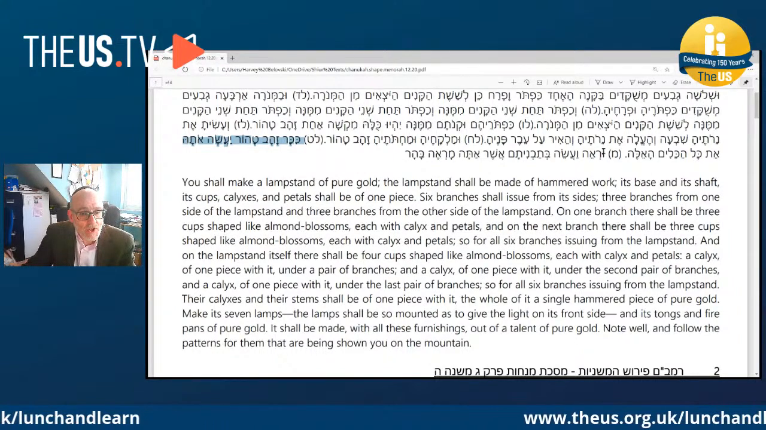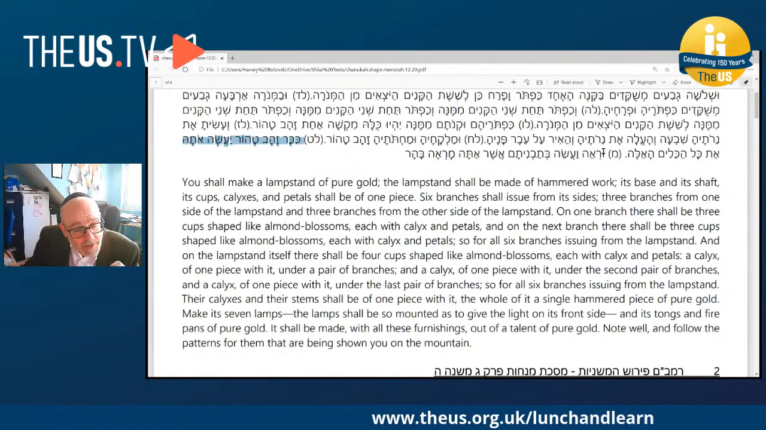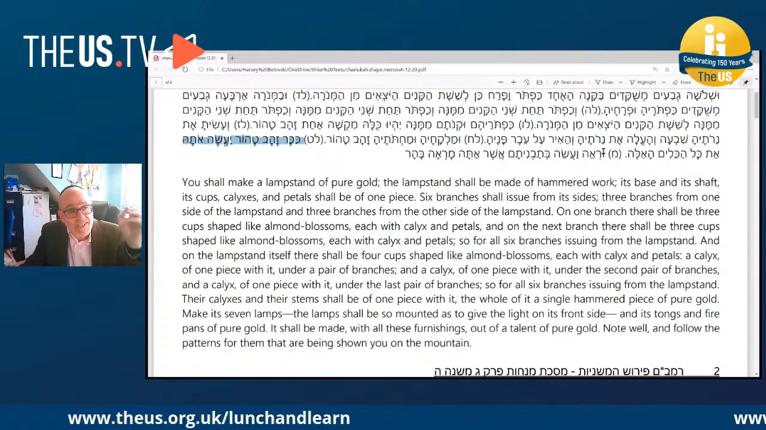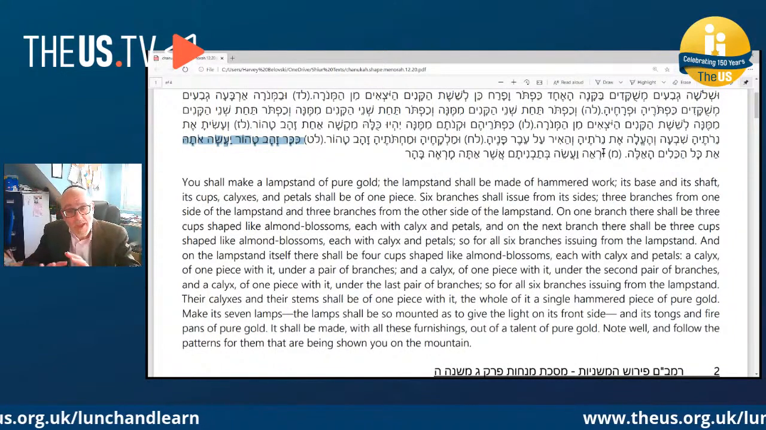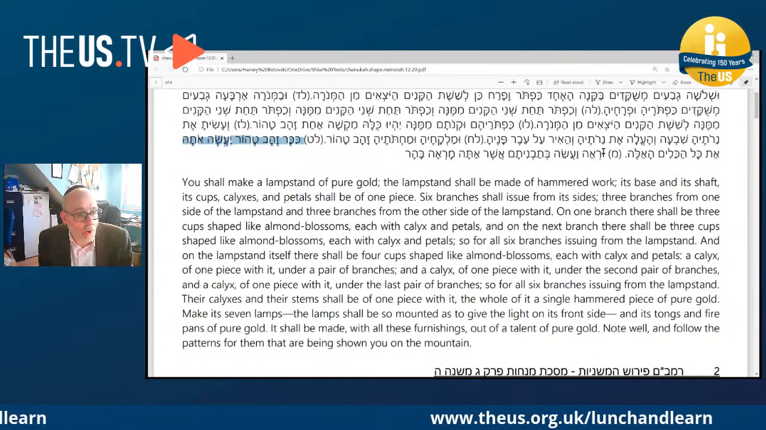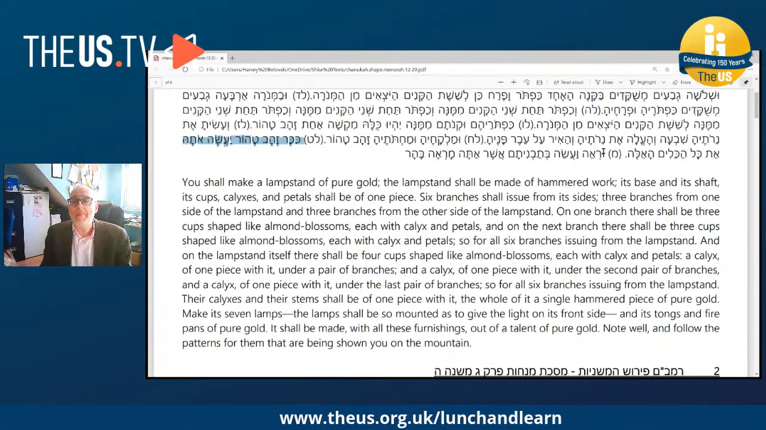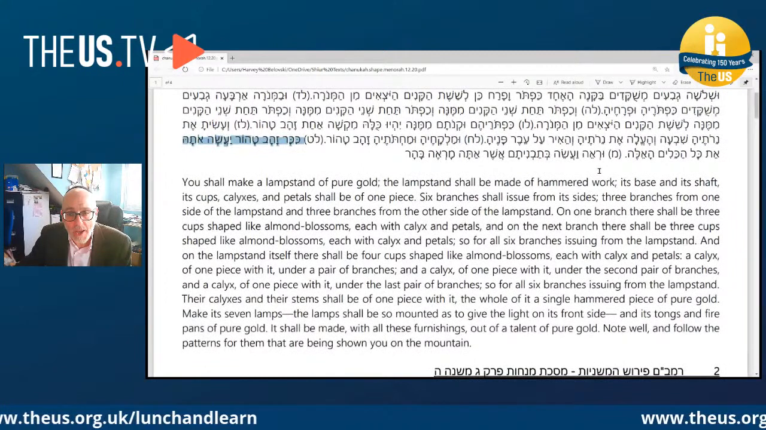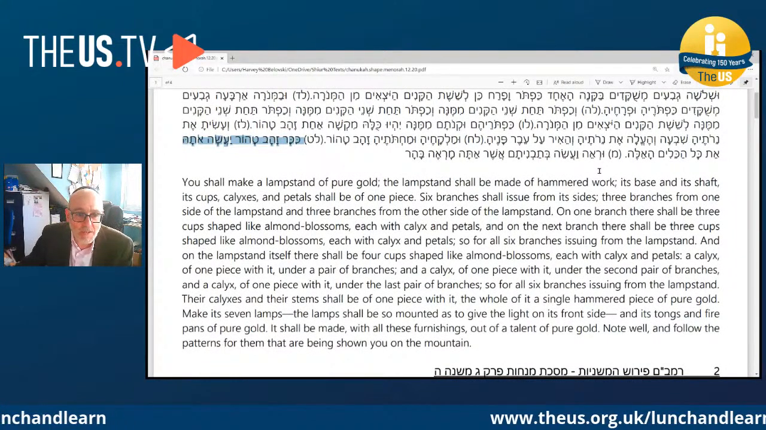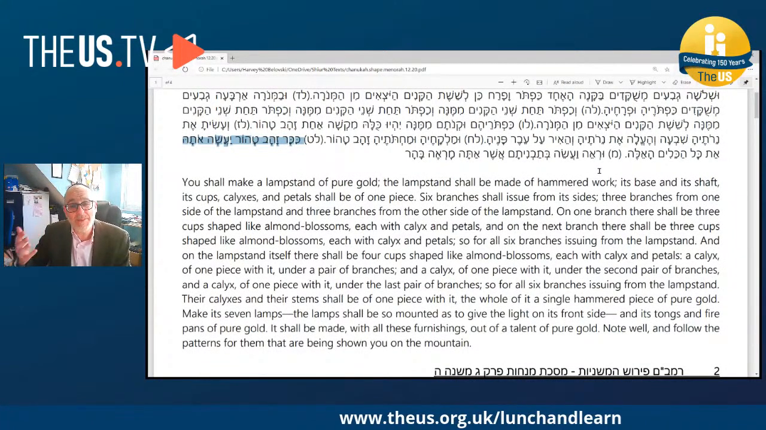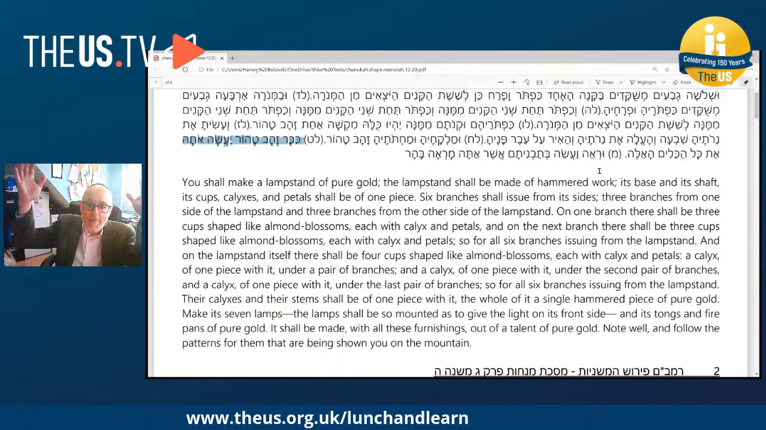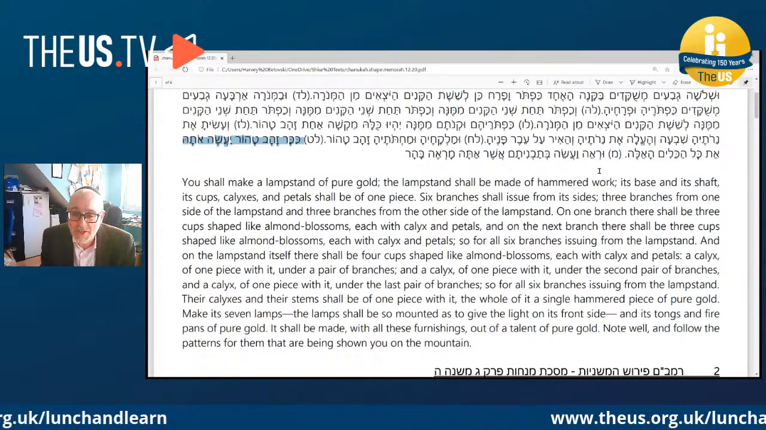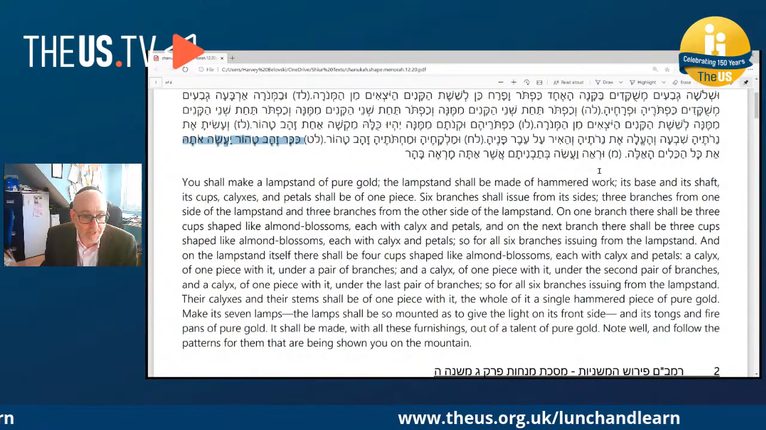Ur'eh va'aseh, you should see, this is God speaking to Moses, and make it in accordance with the images asher atah mar'eh bahar, that you are shown on the mountain. And the rabbis point out that it's extraordinarily complicated to visualize this menorah. In fact, we are only able to visualize it because we're familiar with it already. Moshe had some difficulty understanding it, and God had to show him an image of the menorah, as it were, up there in the mountain, so he knew what to work from and was able to describe it to the artisans who eventually crafted it.